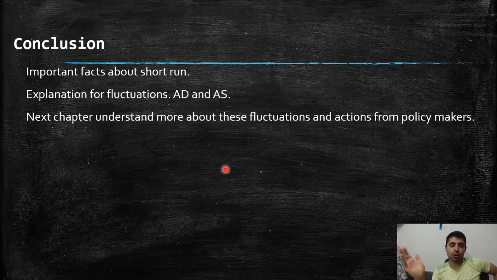We have looked at explanations for the fluctuation of aggregate demand and aggregate supply, and in the next chapter we're going to understand more about these fluctuations and actions from the policymakers.